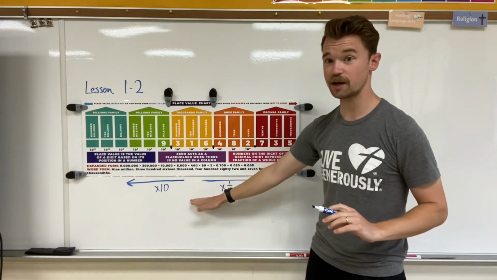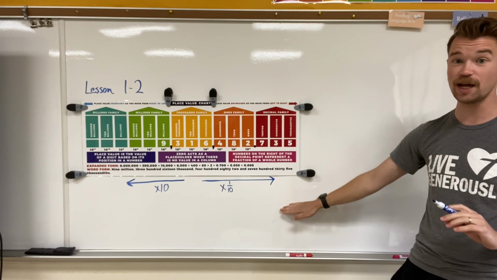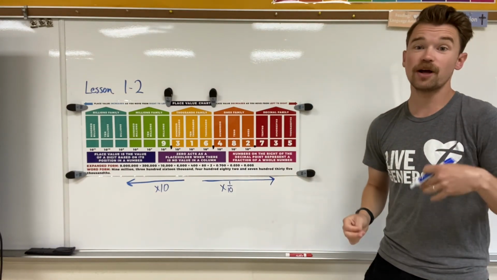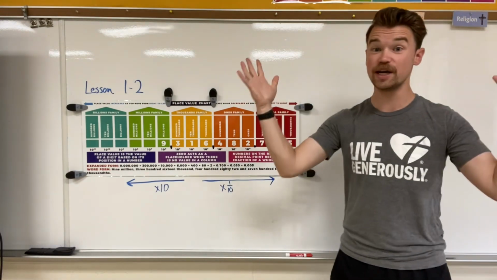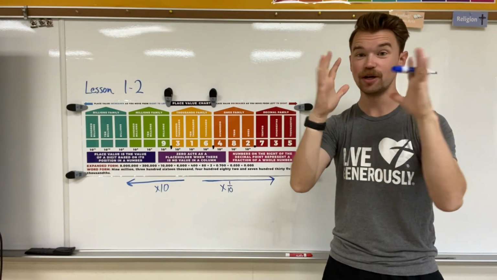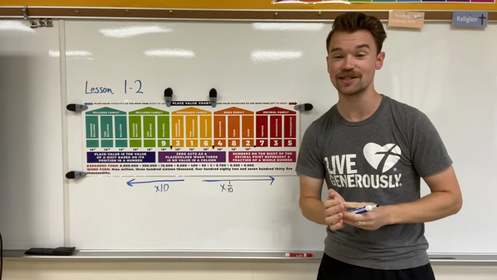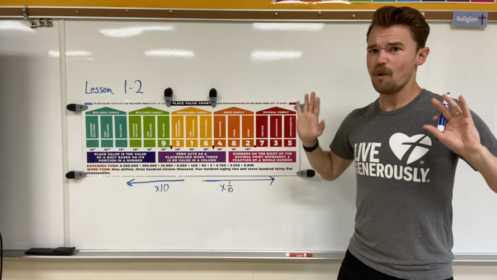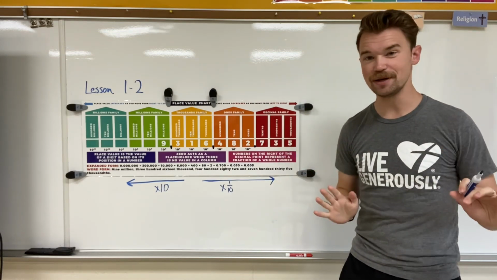And then eventually we're going to get to the part where if we go further to the right on the place value chart, then we're going to have to multiply times 1/10, or it's 10 times smaller. But we'll get to that later on in our lessons. But we're trying to figure out what is exactly a million.